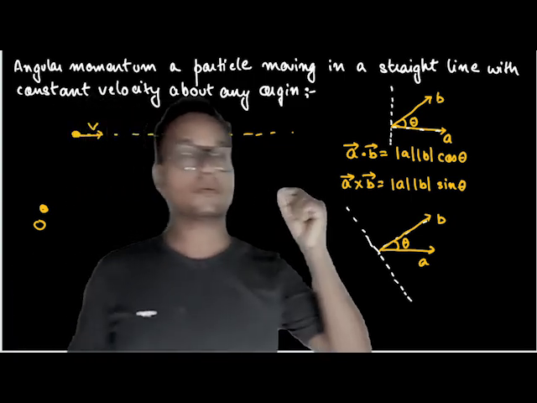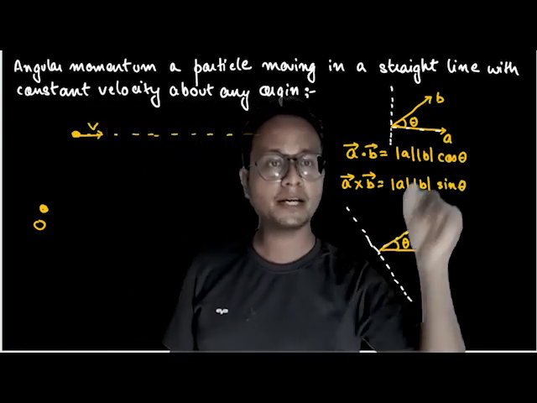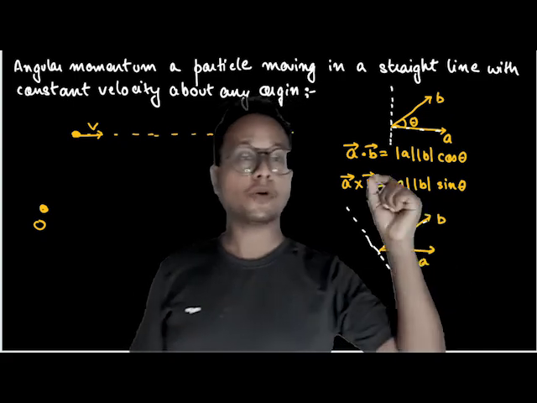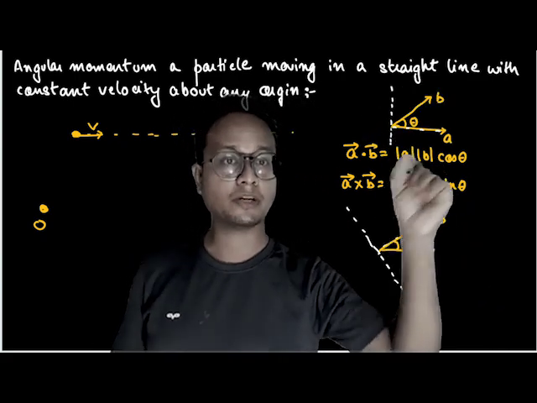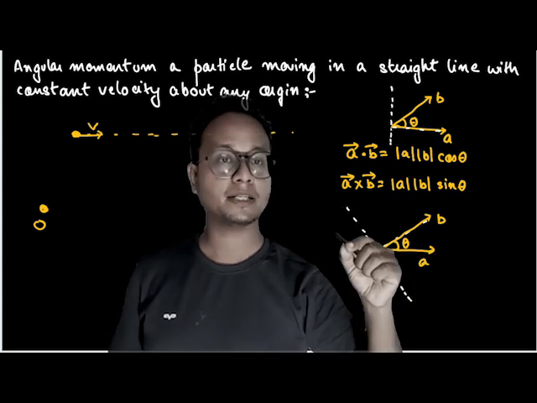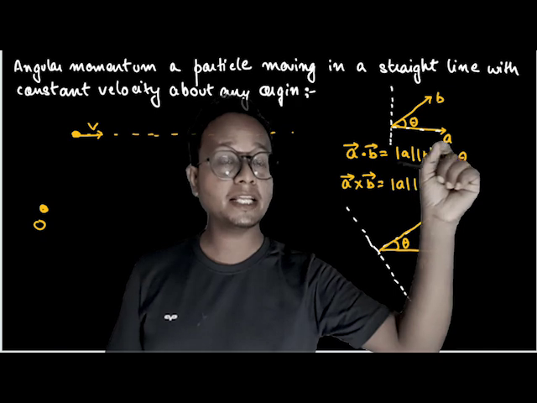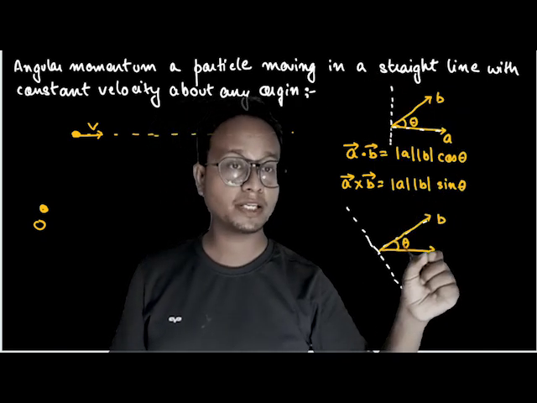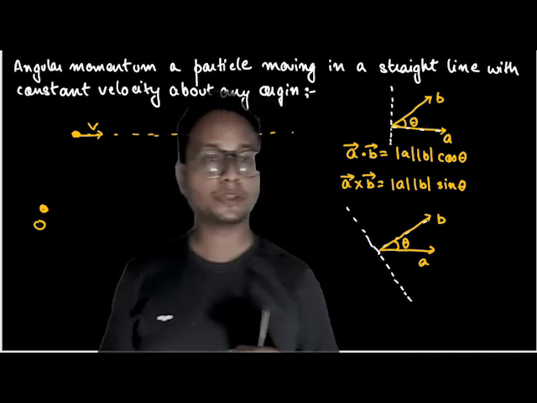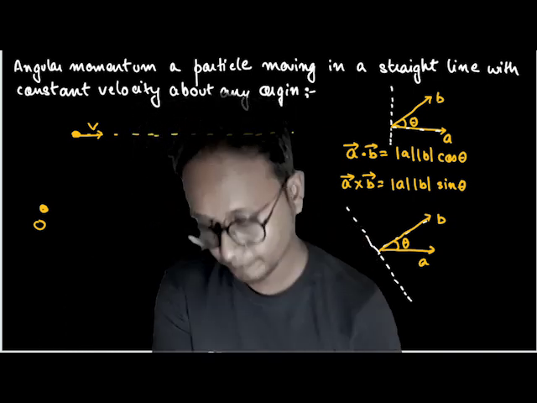Understood? In dot product, you draw a line and take the component of b along this line, or the component of a along b. In cross product, or while dealing with sin theta, you draw a line perpendicular to the first vector, or perpendicular to the second vector, and take the component of the other vector along that perpendicular line. Understood? So this is the observation that you must apply out here.